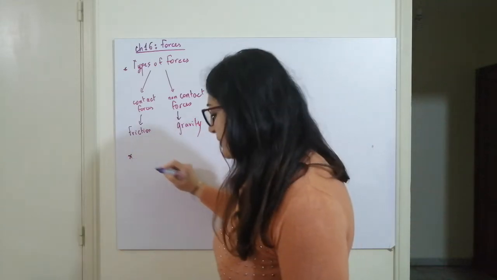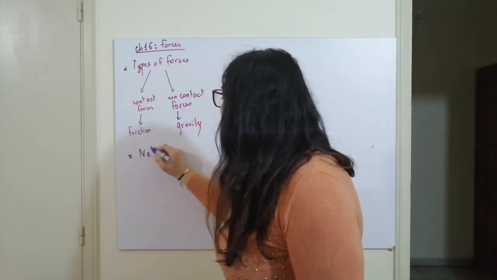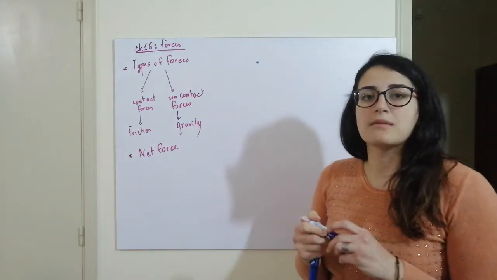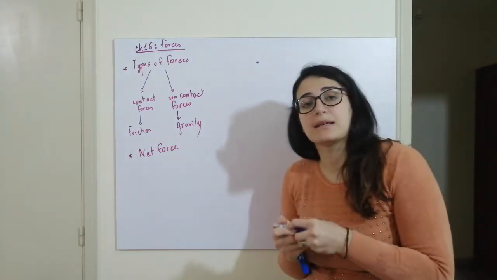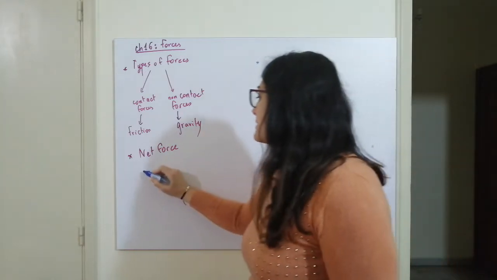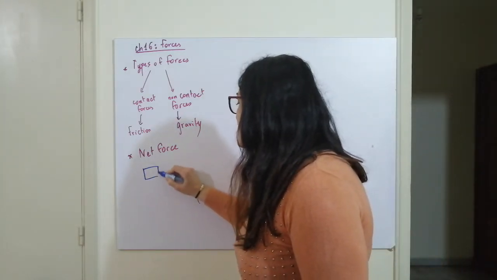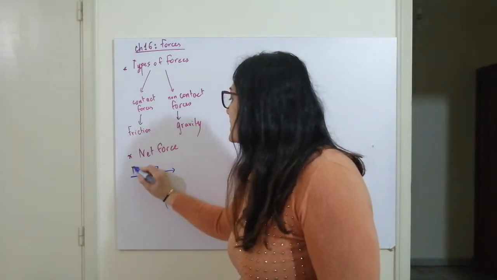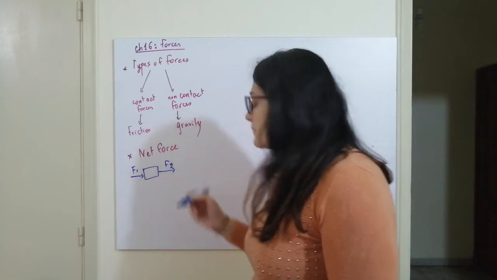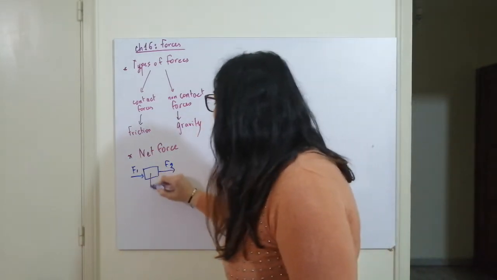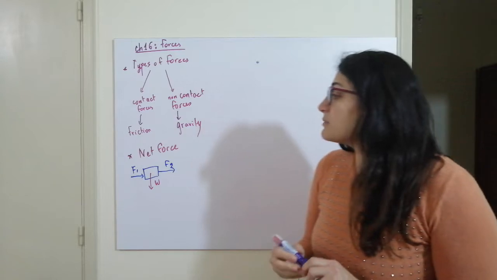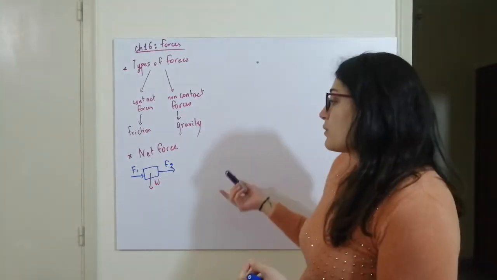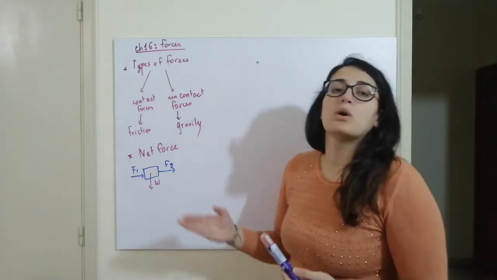Now, net force. Well, you will find that most of the times I have more than one force acting on one object. Let's say I have this box and someone is pushing it from here, someone else is pulling it from here. I have F1, F2. I also have, let's say, its weight. So most of the times I have more than one force acting on one body. So we have to calculate what we call a net force.